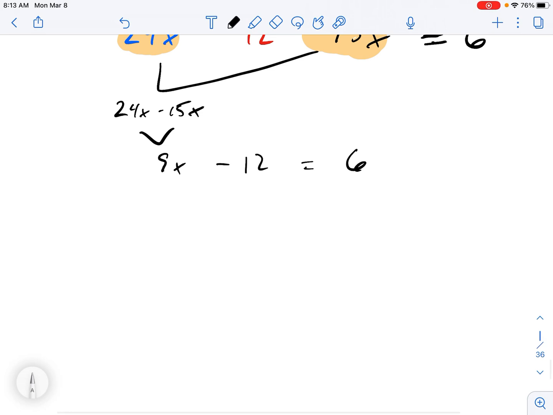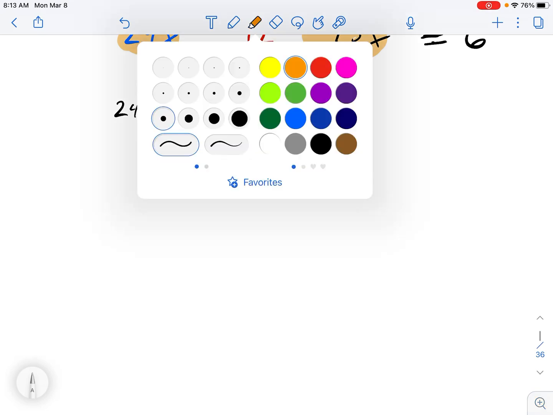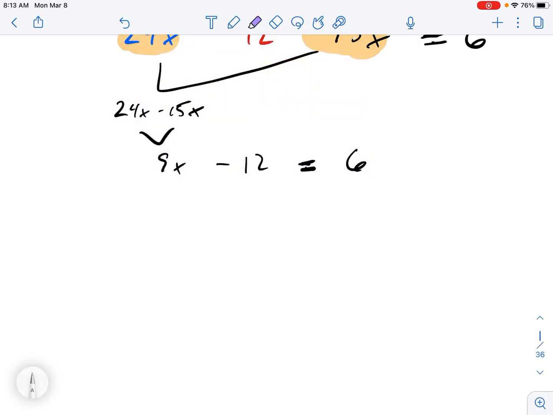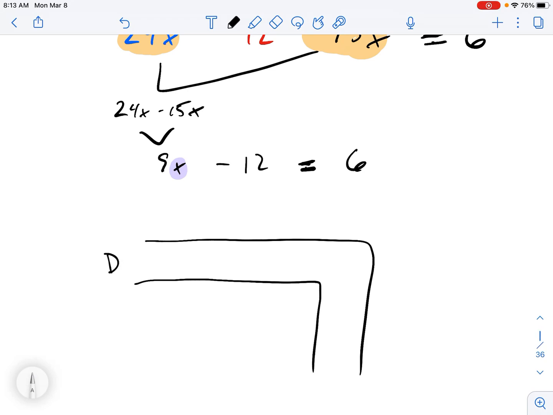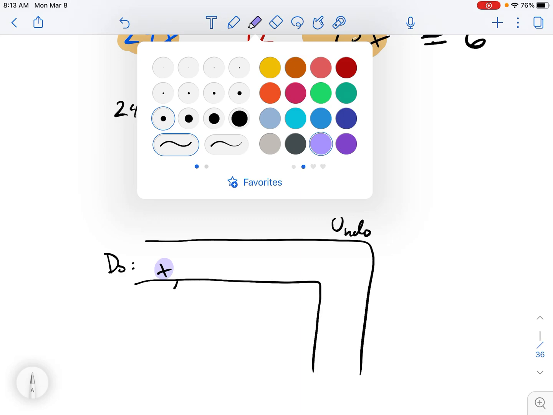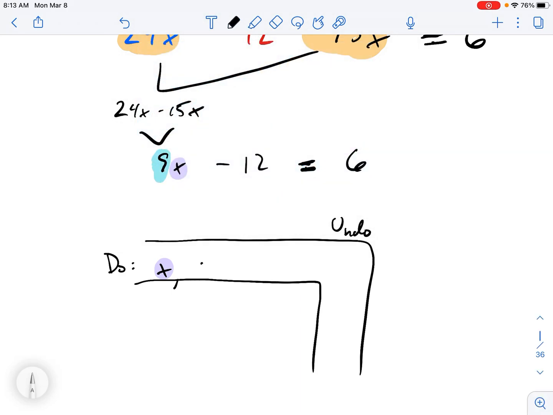Now we can use the do and undo. If you don't need the do and undo to know what goes first, you can just get started. But I think a lot of us do need that, right? So for this, you're going to start with x. Instead of writing out the whole translation, I'm just going to put it right into the do and undo. So I'm going to start with x, right? Then I'm going to multiply by 9, times 9. Then we're going to subtract 12.